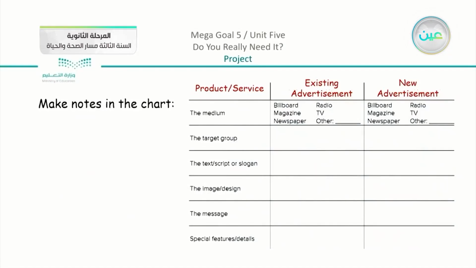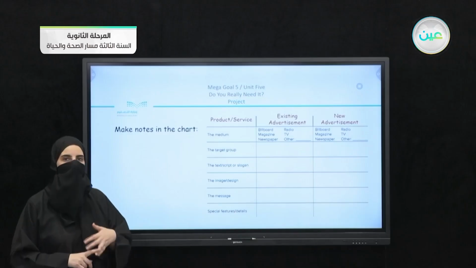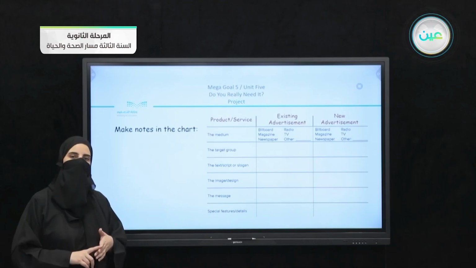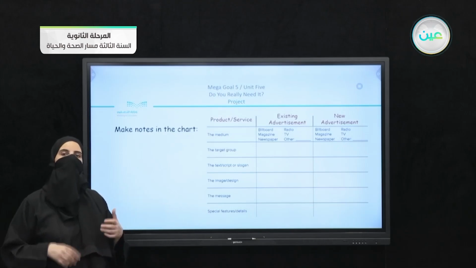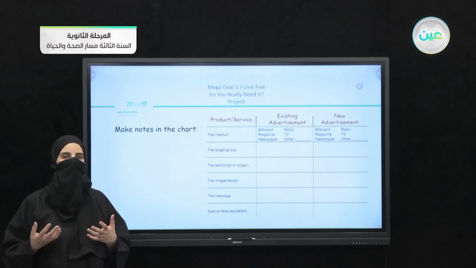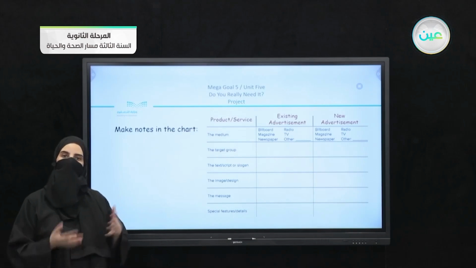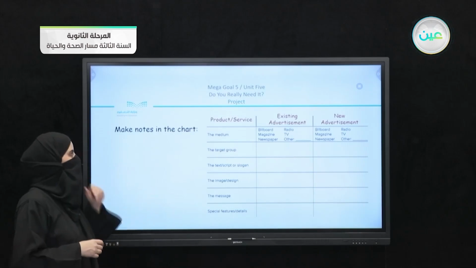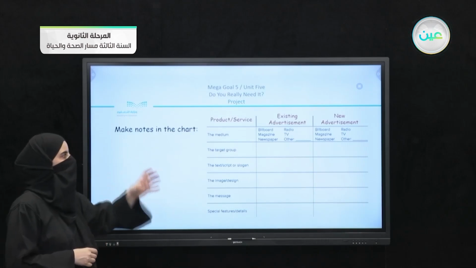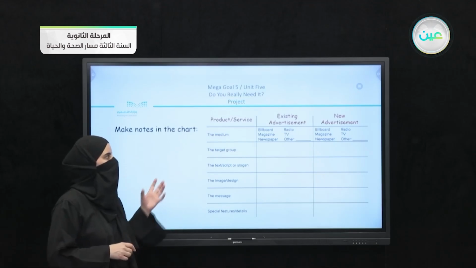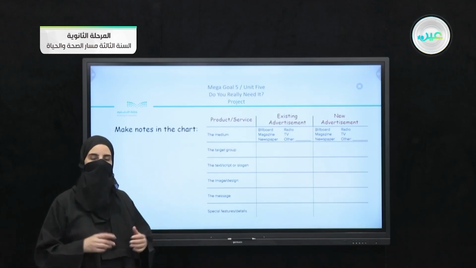Once we have discussed the advertisement and analyzed who the advertisement is for, what it is about, what the advantages and disadvantages are, and what its aim is, we are going to have this kind of chart here, and we are going to fill the chart. Now here you can see that we have the same chart in your books.